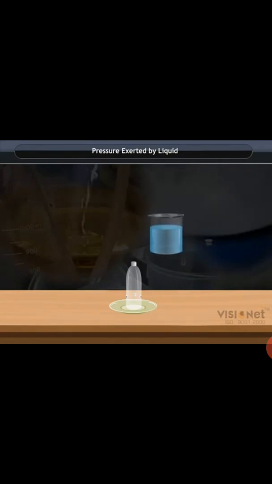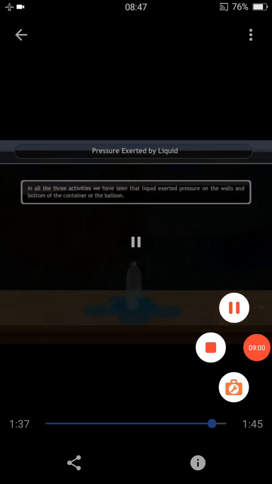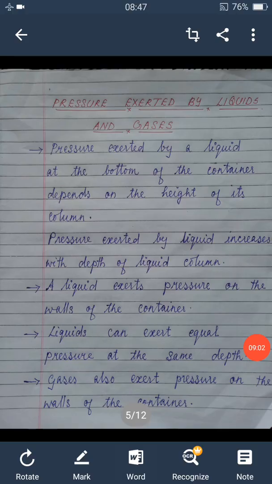Equal pressure at equal depth. In the same way, one bottle, some holes are made at the same depth, and liquid is added to the bottle. See, with the same pressure, the liquid comes out of the bottle. From this it is clear that liquid exerts equal pressure at equal depth. I think the video is clear to you.